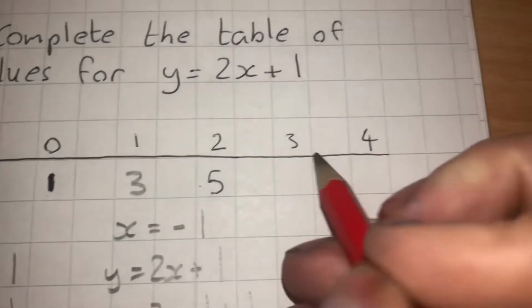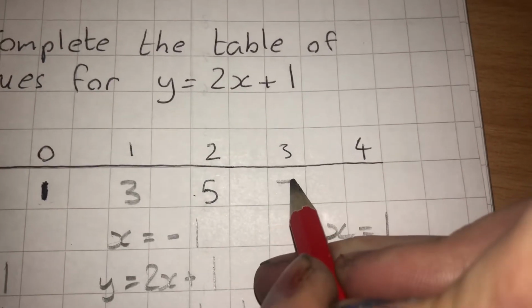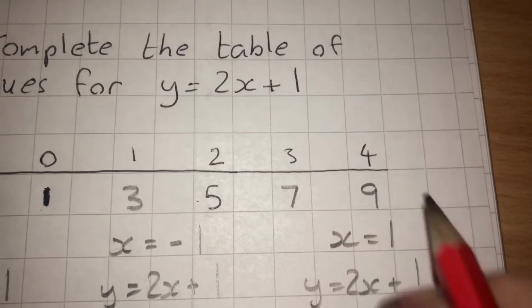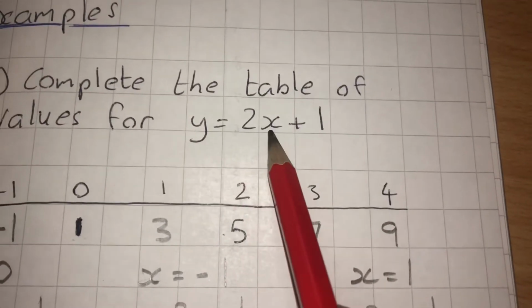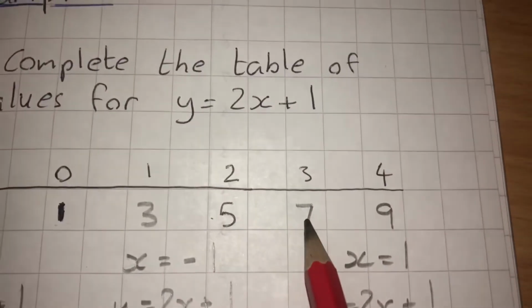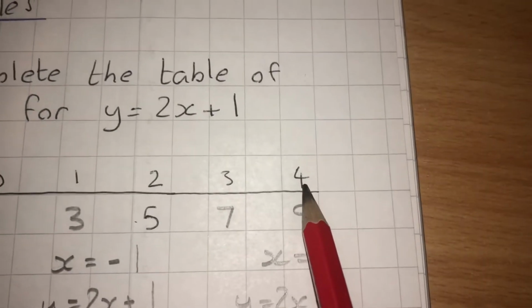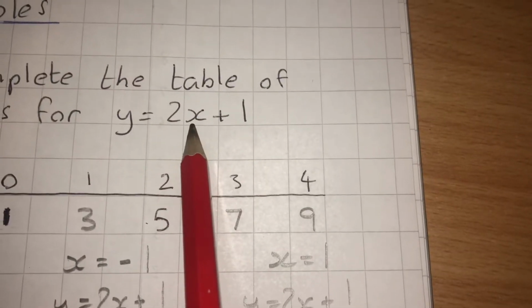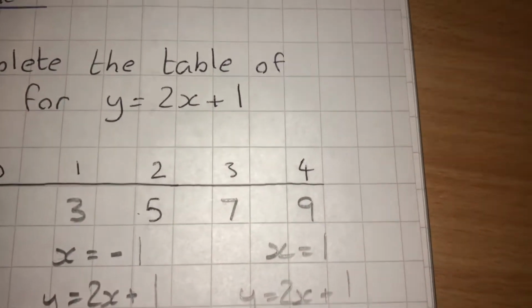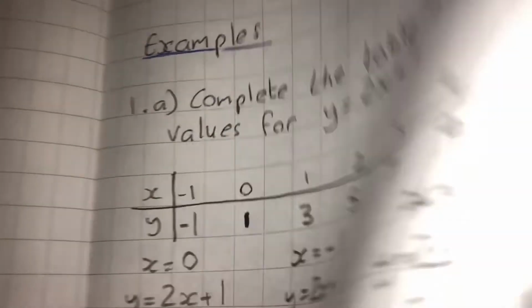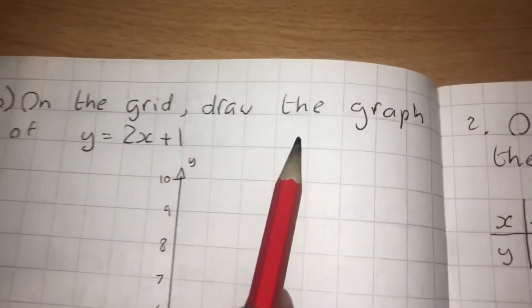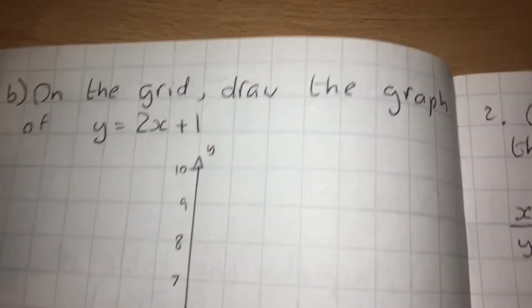So it's very easy then to work out that this is going to be 7 and this is going to be 9. I could work that out very quickly. And if x is 3, 2 times 3 plus 1 is in fact 7. If x is 4, 2 times 4 is 8, plus 1 is 9. So that makes perfect sense. Essentially, and you'll see for part B of the question: on the grid, draw the graph of y equals 2x plus 1.